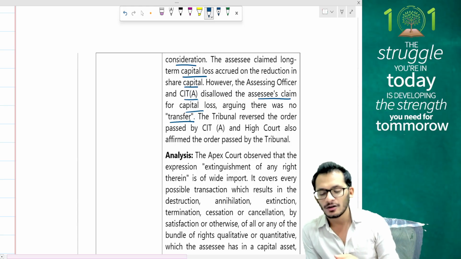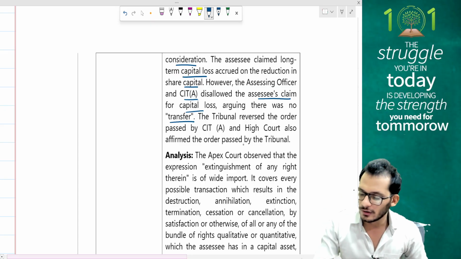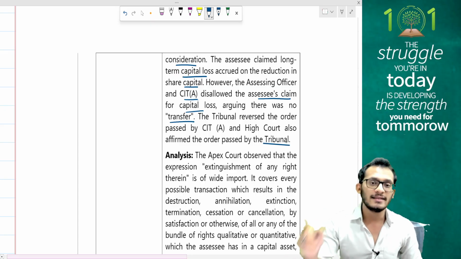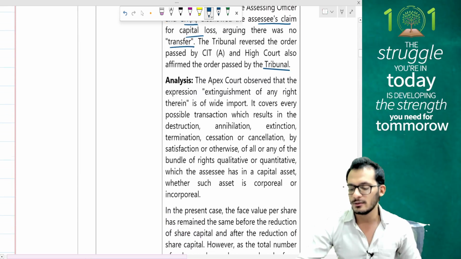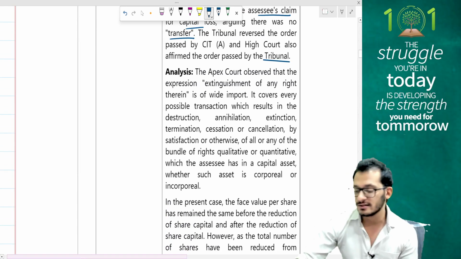The tribunal has reversed the order passed by the CIT, and the High Court also affirmed the order passed by the tribunal. So which means CIT had not allowed it. High Court and ITAT have permitted this. This matter has now traveled to the Supreme Court. Let's see what the Supreme Court says.